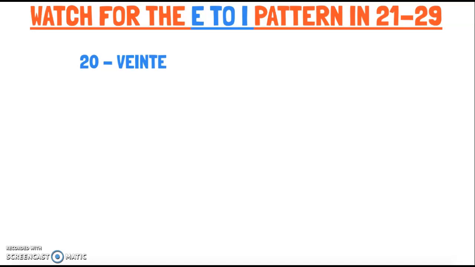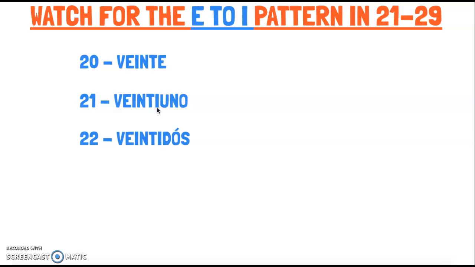So now let's look at number 21. If you look, it is veintiuno. Veinte, veintiuno, 1. However, if you look at the number 20, it ends in an E. But if you look at the number 21 right here, you can see that E switches to an I. So again, be careful of the E to I pattern in numbers 21 through 29. So now let's go and look at numbers 22 through 29.